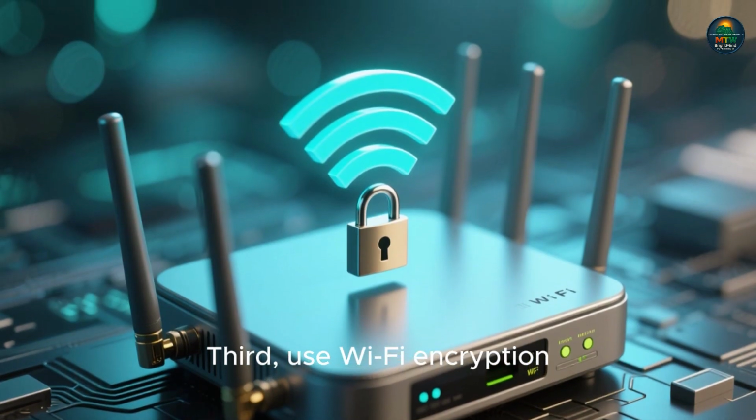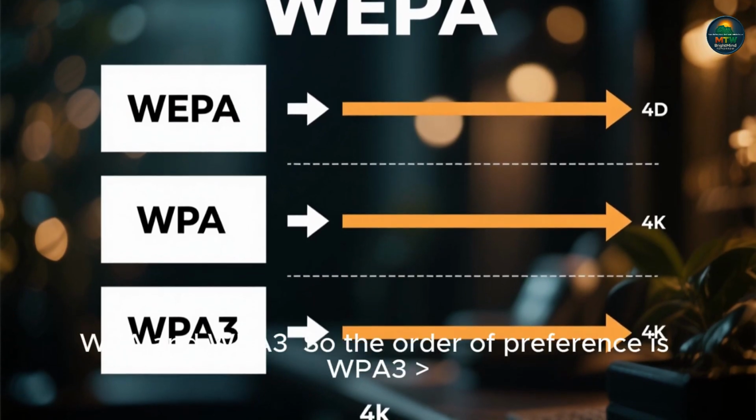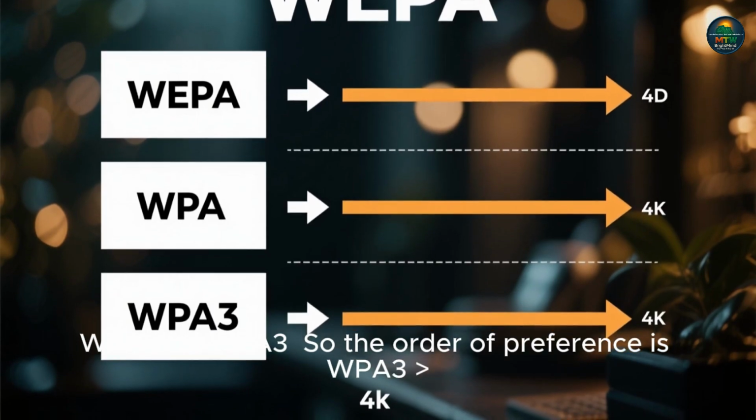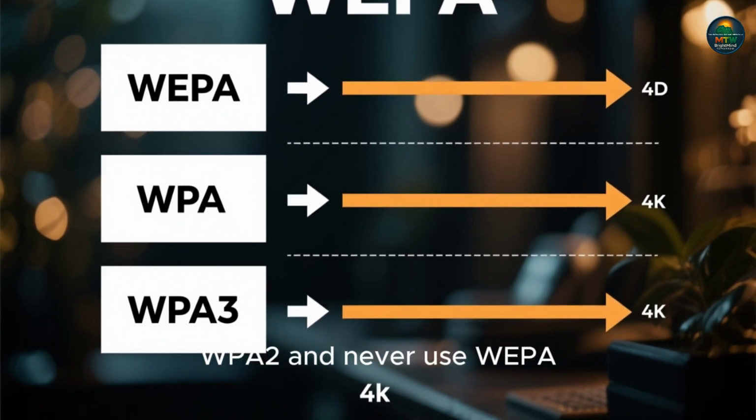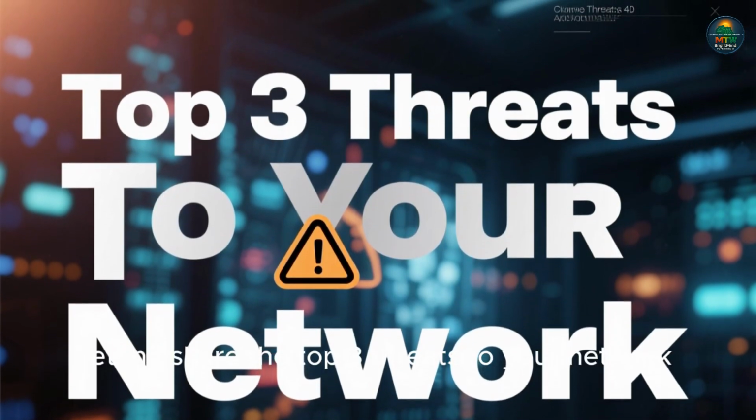Third, use Wi-Fi encryption. Now you may have heard of WEP, WPA, WPA2, and WPA3, so the order of preference is WPA3 greater than WPA2, and never use WEP. Before we move on, let me share the top 3 threats to your network.